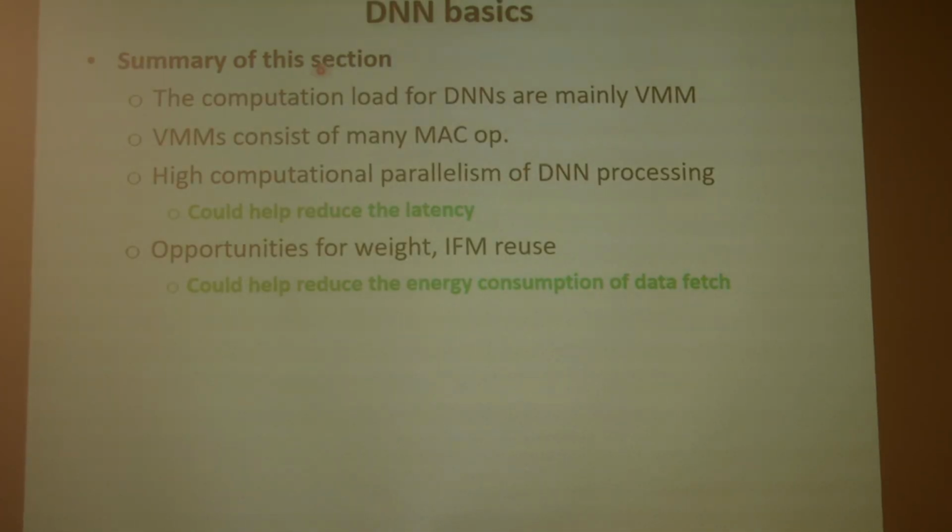So, a summary for the deep neural network. First, the computation mode for deep neural networks is mainly vector matrix multiplication, which consists of many multiply and accumulate operations. For the features of DNN processing, first, it has high computational parallelism, and this can help us reduce the latency during computing. Another thing is that during DNN processing, there are many opportunities for weight and input feature map reuse, and it can help us reduce the energy consumption of fetching data from memory.